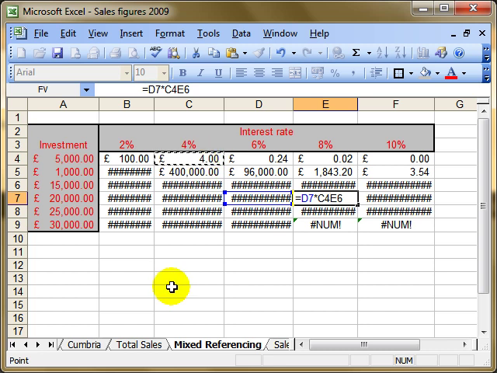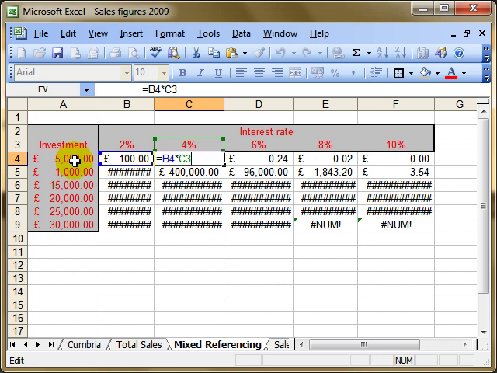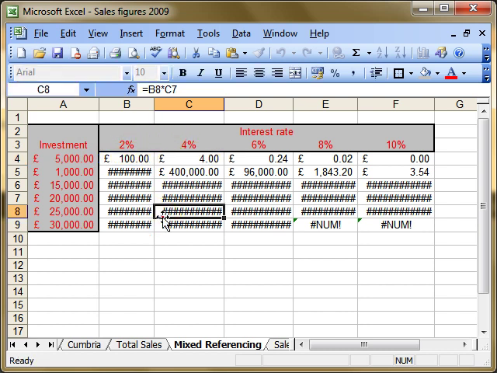Because in this cell here, it's now taking the contents of B4, not as we wanted, the contents of A4. We wanted to multiply A4 by 4%, and instead we're multiplying this cell by 4%. That's why relative cell referencing doesn't work.